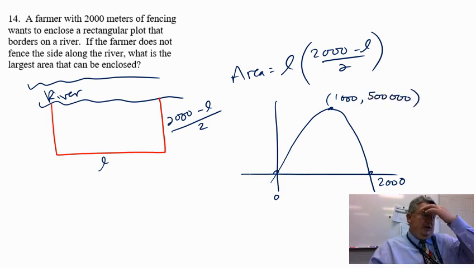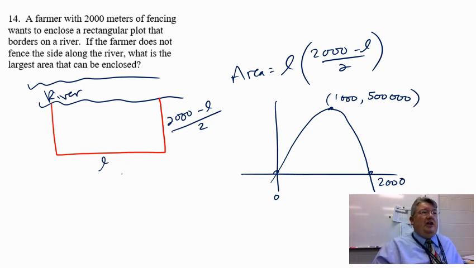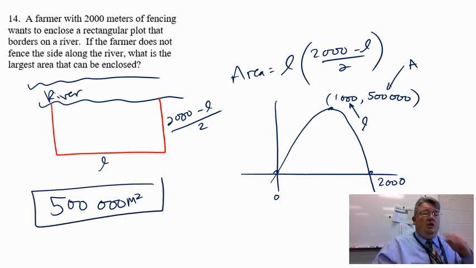Okay? So that's telling me that if the length is 1,000, that's the area. This is the output. There's the input. My input is the length. My output's the area. So my area is 500,000, and then it's going to be square meters. Okay? You will have access to decimals for these ones that ask you to maximize things. Moving on.